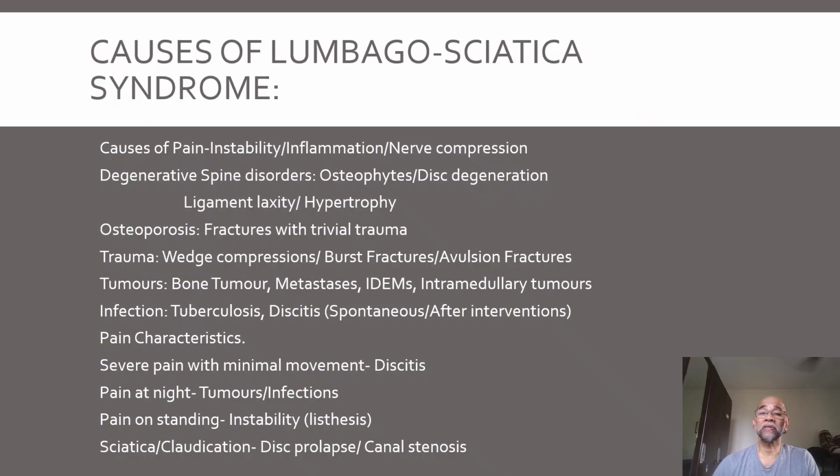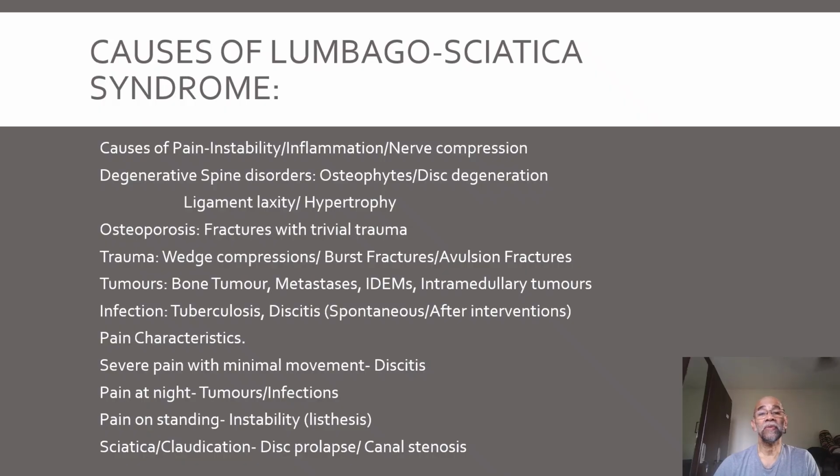Degenerative spine disorders include osteophytes that grow and press upon nerves. The disc gets degenerated, dehydrated, and tends to bulge, which can result in neurogenic compression. The ligaments become lax. As the ligament laxity occurs, there is abnormal movement which makes articular surfaces inflamed. There is hypertrophy of the ligaments also, which might press upon nerves, producing radicular symptoms.